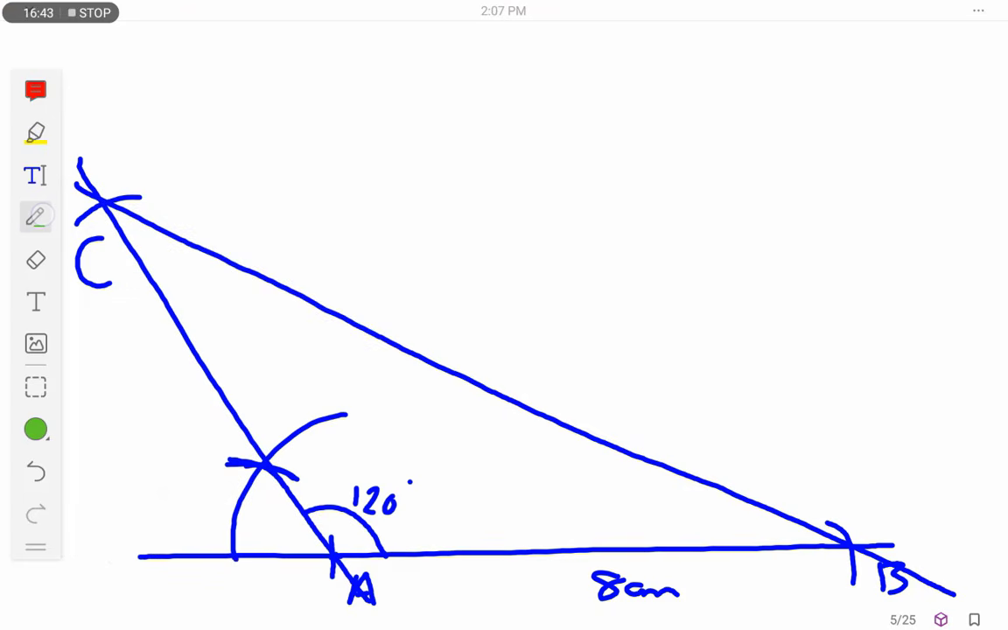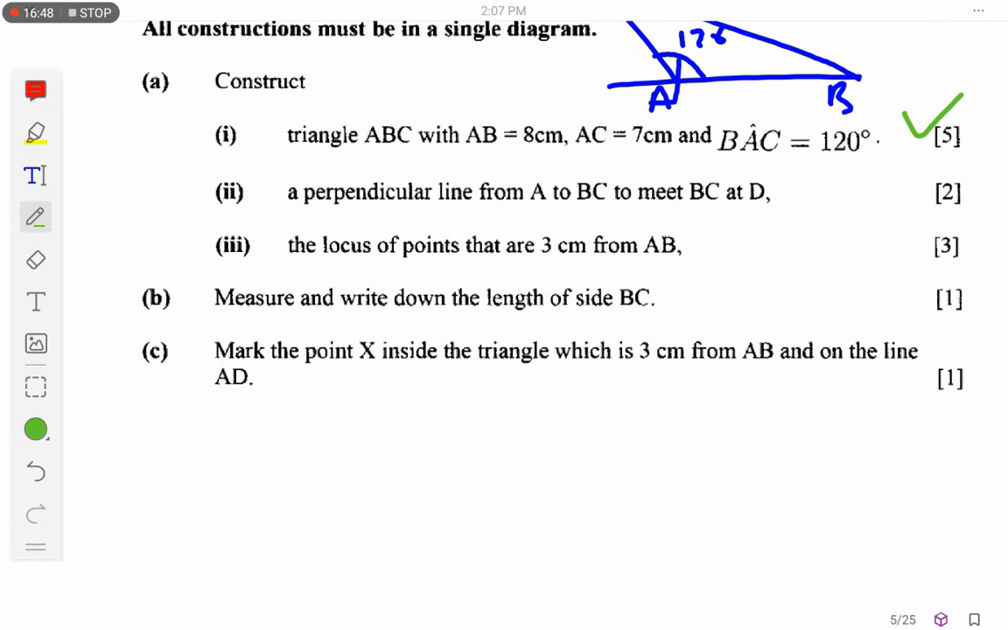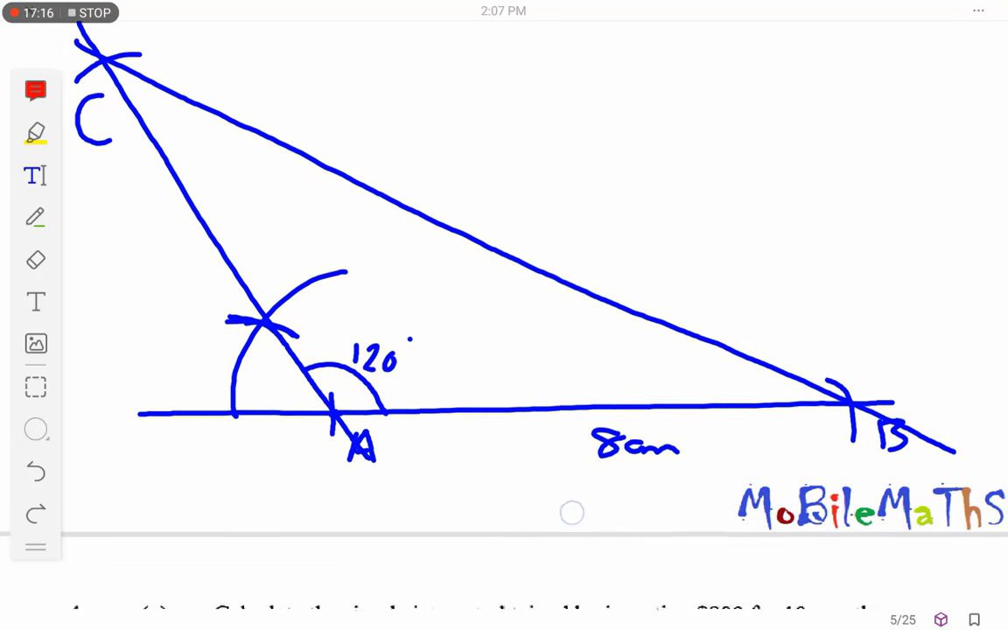Now let's go to the next question. What is it asking us? We have done this, 5 marks, so we have 5 marks already. Draw a perpendicular line from A to point BC, from A to point BC to meet BC at D.